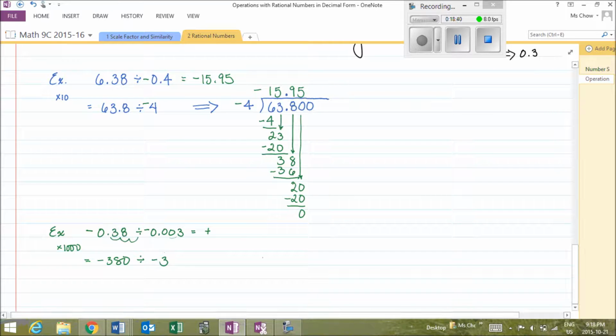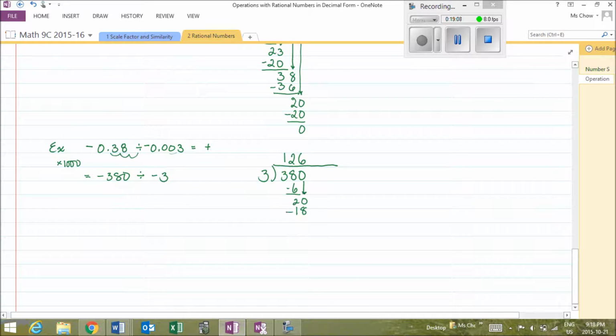So if we set that up then, 3 into 380, I'll just start that. 3 into 3 goes once, no problems there. 3 into 8 goes twice. 2 times 3 is 6, and subtract, and that's 2. Bring down the 0, and 3 into 20 goes 6 times. 6 times 3 is 18.